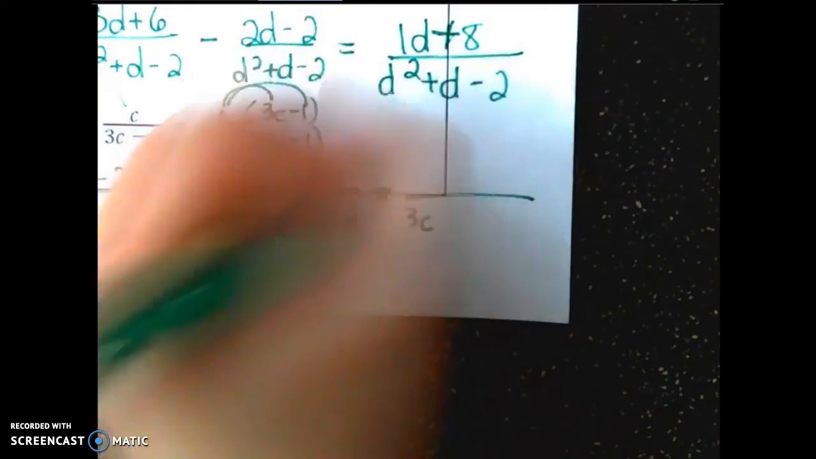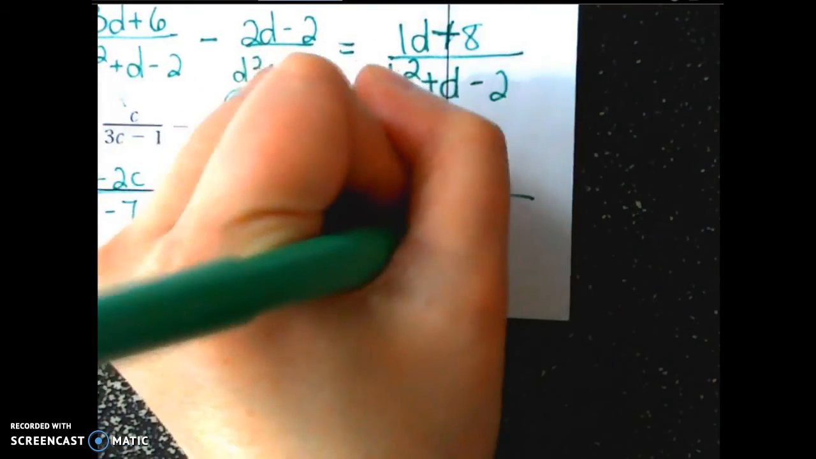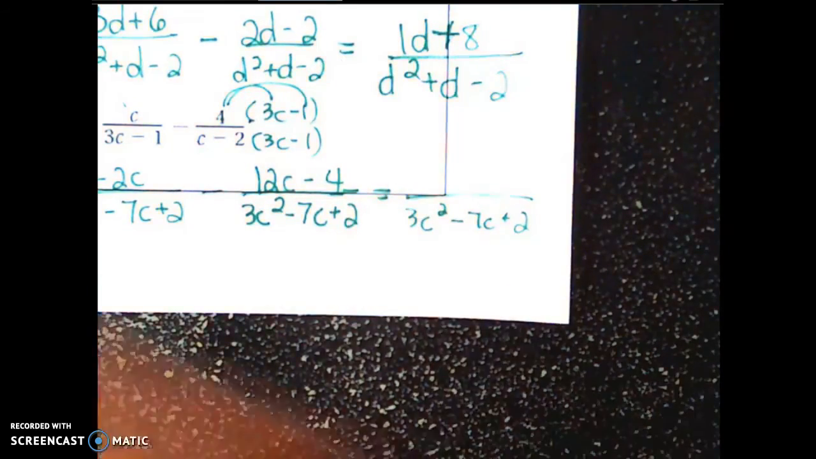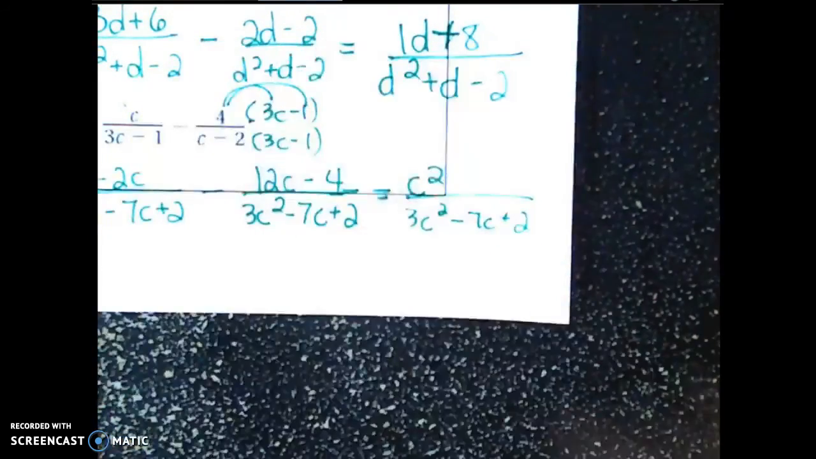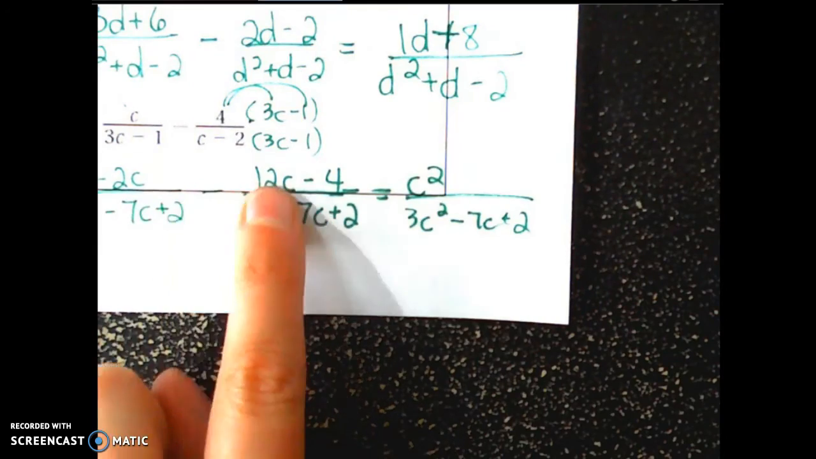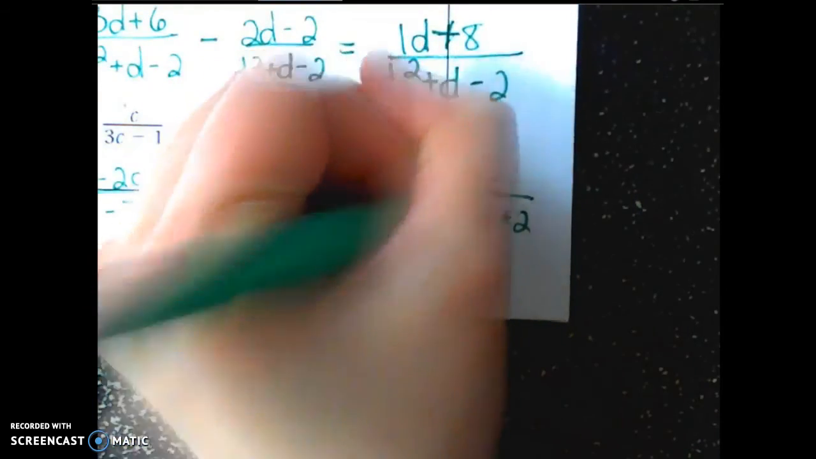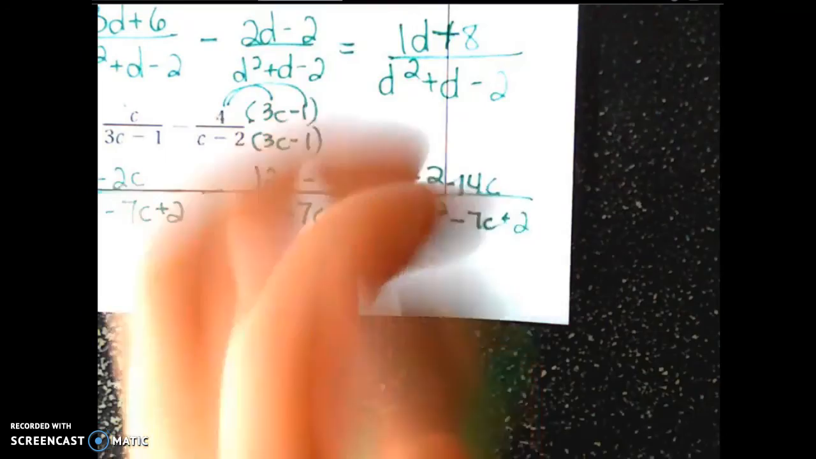So 3c squared minus 7c plus 2 as our denominator. C squared, no like term, so that one's just going to come over. Negative 2c minus 12c is going to give us negative 14c. And then minus negative 4 is going to give us a plus 4.